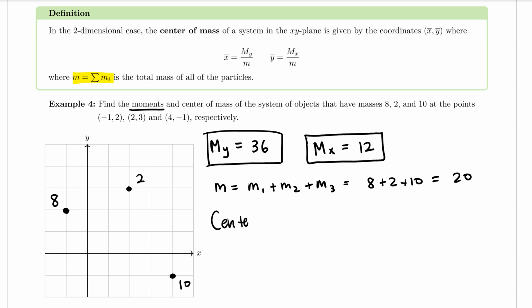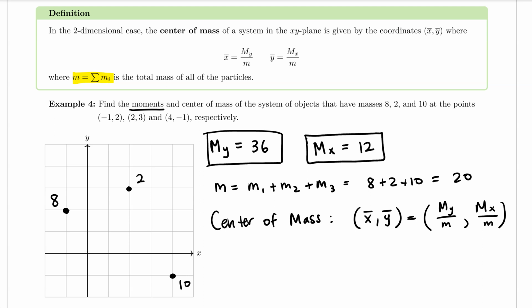So our center of mass is the ordered pair x bar comma y bar. And we can see in the boxed definition above, x bar is equal to capital M sub y over m. And then y bar is equal to capital M sub x over m. So x bar is equal to 36 over 20. And y bar is equal to 12 over 20.